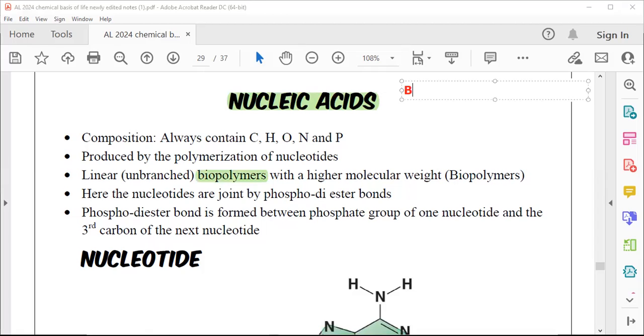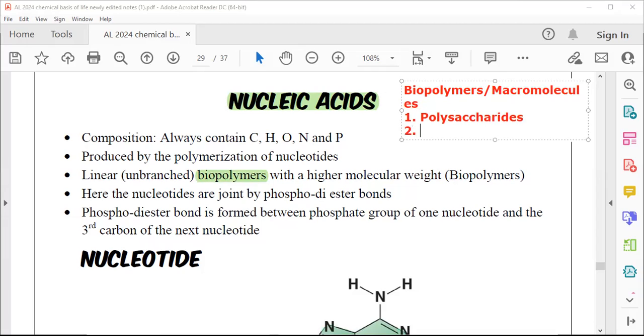Remember, biopolymers or macromolecules are three. One, polysaccharides. We already studied it. Second, proteins. We already studied it. Third, nucleic acids. Who are the ones coming under biopolymers or macromolecules?